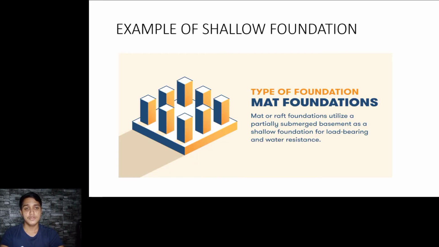The following are examples of shallow foundation. Mat foundations, also known as raft foundations, utilize a partially submerged basement as a shallow foundation for load bearing and water resistance. The purpose of mat foundation is to reduce differential settlement of structures constructed over weak soil.